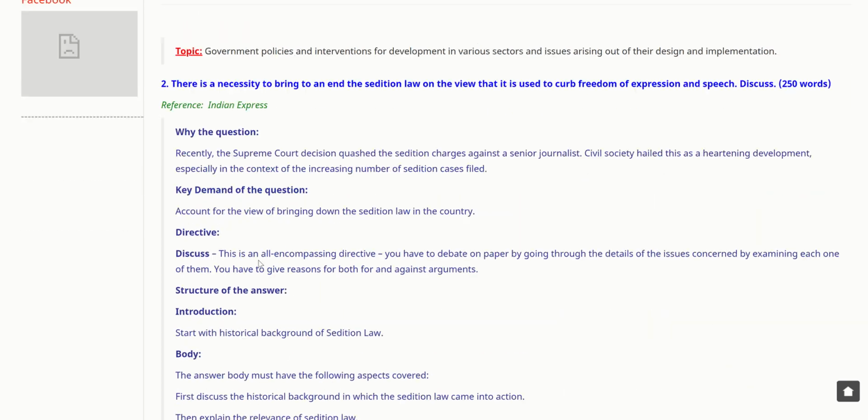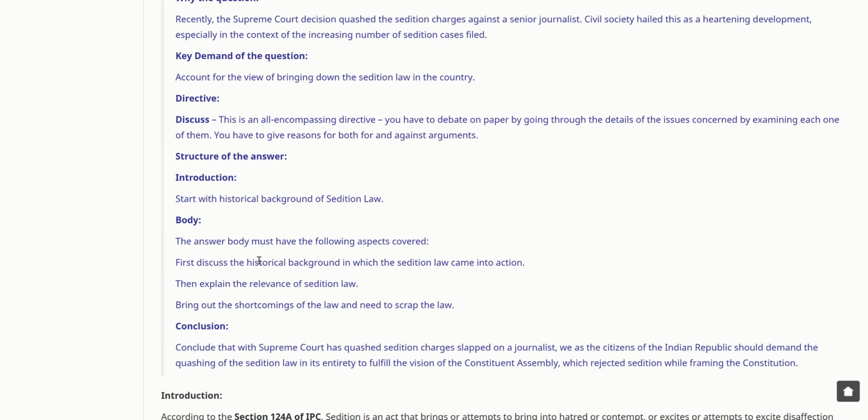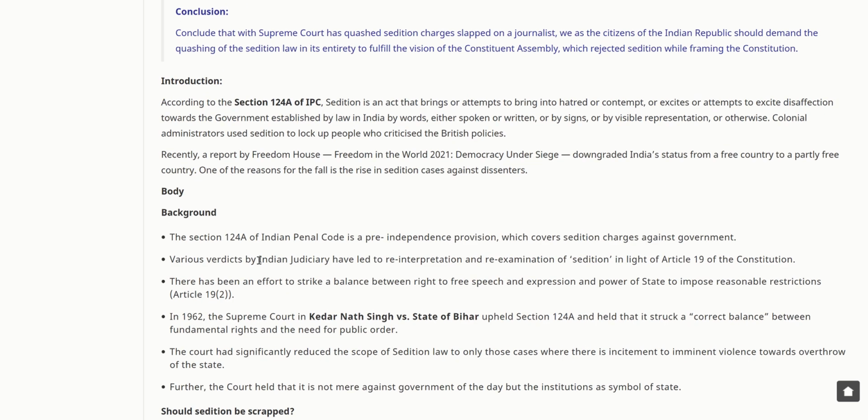Discuss. Sedition has been used for quite a long time now. Gandhiji also faced sedition, and a lot of historical figures also faced sedition, which was introduced by the British. Now, how fair is it to still have sedition law in India? Let's have a look at the answer to this question.